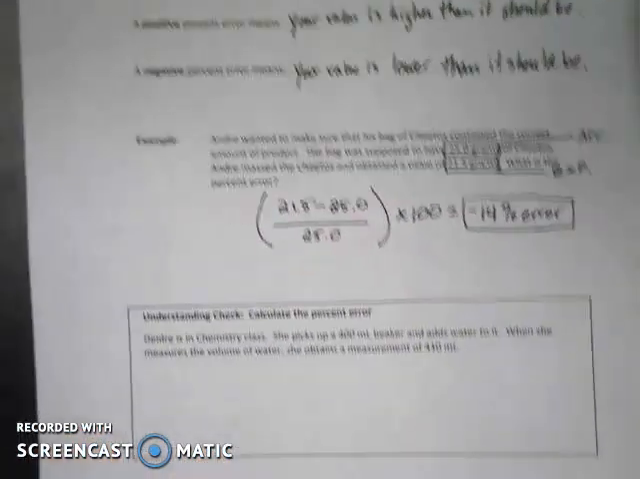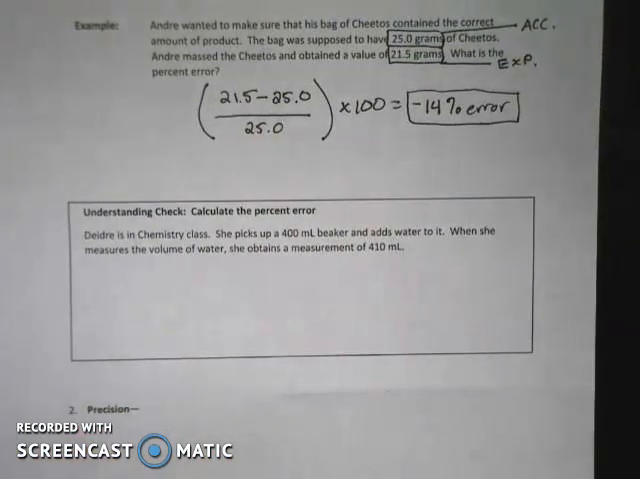So go ahead and try this understanding check here. When you're done reading the problem with me, pause it, do the calculation, get your answer, unpause it, and check it. So Deidre is in chemistry class. She picks up a 400 milliliter beaker and adds water to it. When she measures the volume of water, she obtains a measurement of 410 milliliters. Go ahead and pause this.